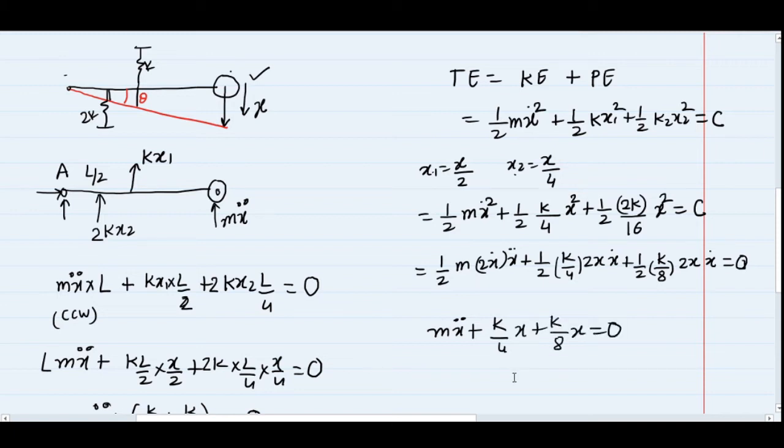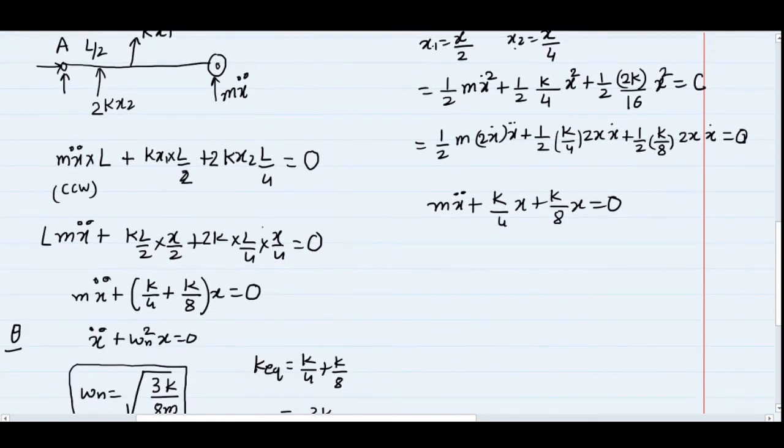So you can see here that both the equations are the same. This was the equation of motion when I used Newton's approach, and now I am having the same expression using the energy approach. Normally I use the energy approach to solve such problems.